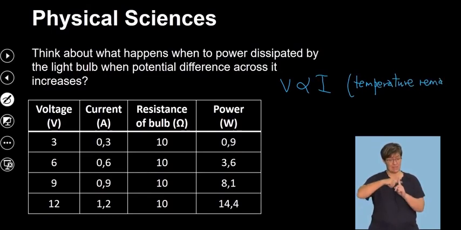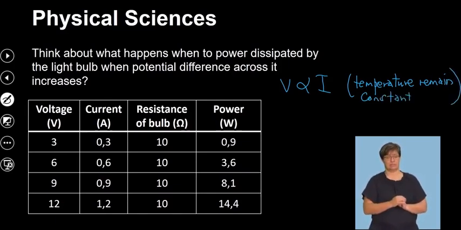If temperature remains constant, current and potential difference are directly proportional, okay? So it's on that background. Now, if you look at the resistance of the light bulb, we did not change it. It remained the same. The potential difference across the light bulb increases, and so does the current. And then the product of current and voltage, P = VI, gives us the power.